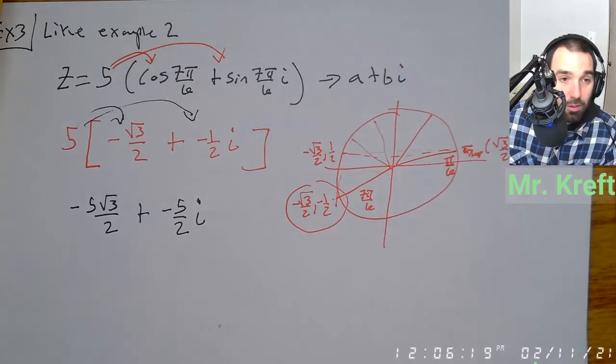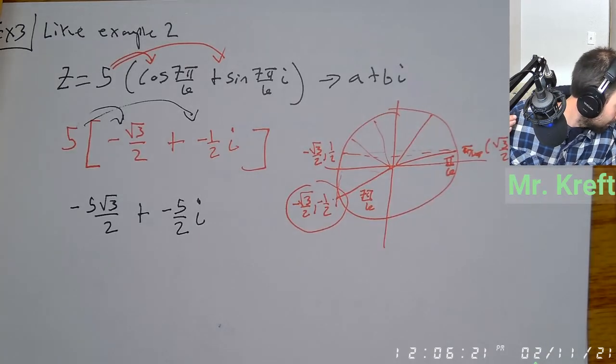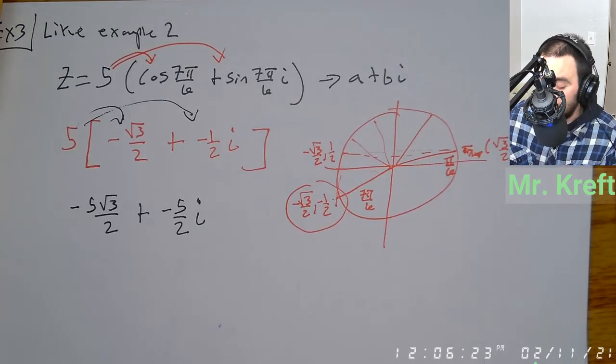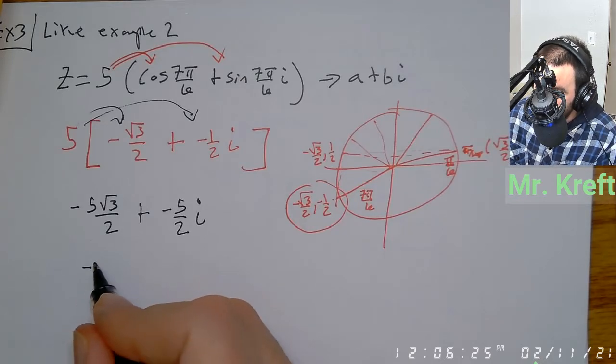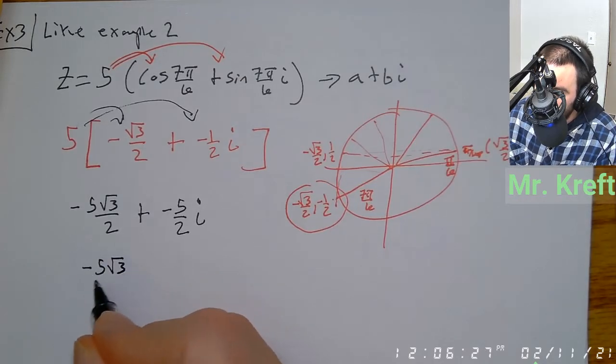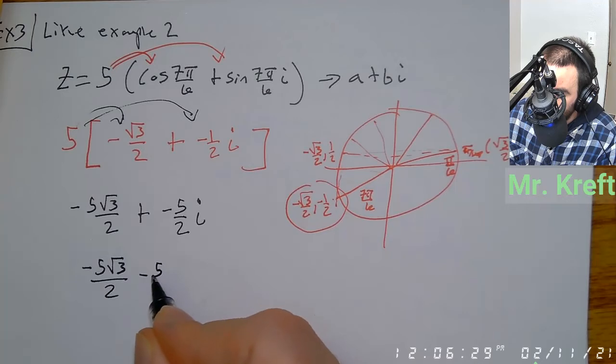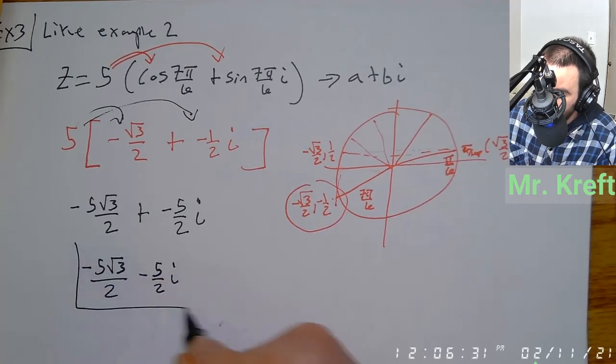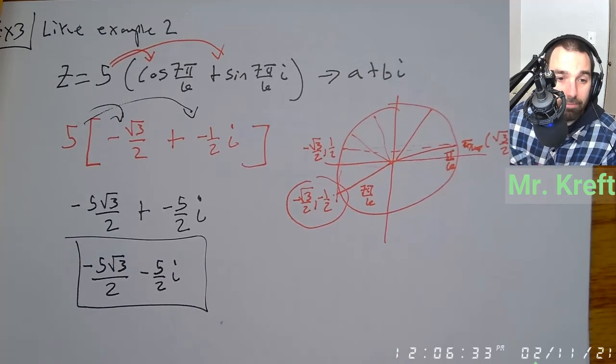Now, in this case, I can't simplify anything, right? So this is my answer. I can just write this as 5 root 3 over 2 minus 5 over 2 i. And we're done.